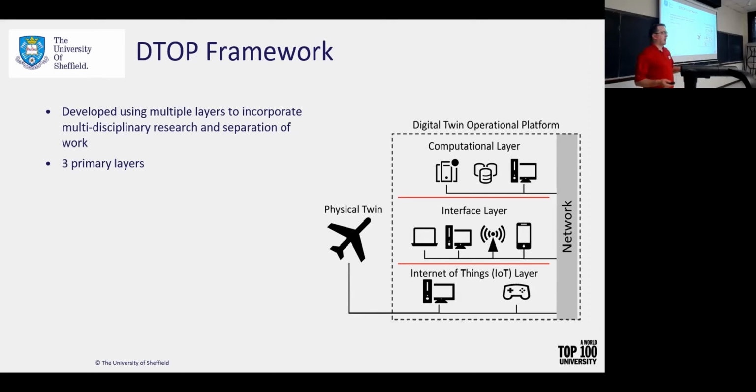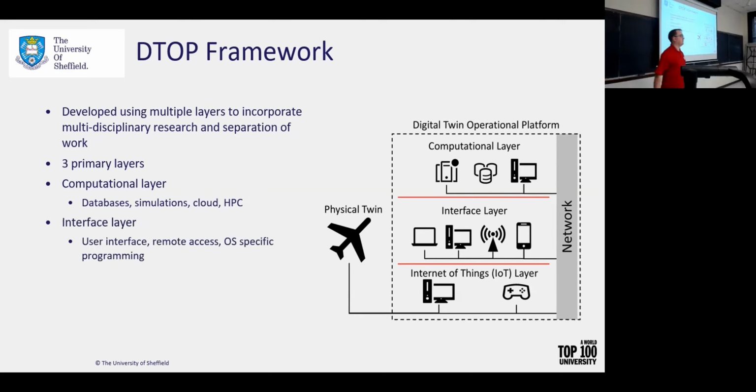So the DTOP, or Digital Operation Platform, consists of three main layers. The top is the computational layer. This is where the database of all your data information is. This is where your simulations are. This is where you connect to cloud computing or to a high performance computer. All that connectivity happens in this computational layer.